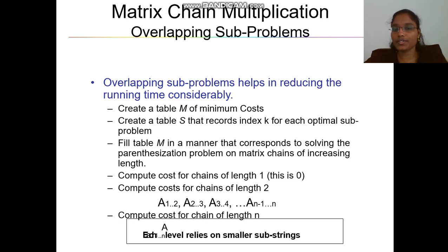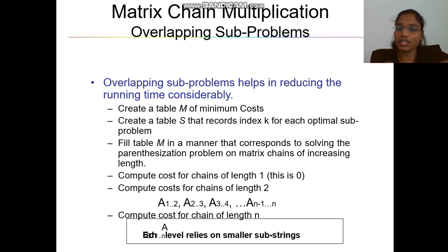For that, first we need to create a table M of minimum cost and a table S that records the index k for each optimal subproblem. This M has to be filled in such a way that the parenthesization problem is solved in increasing length. So first we take a chain of length 1, then a chain of length 2, 3, and it goes on till n.